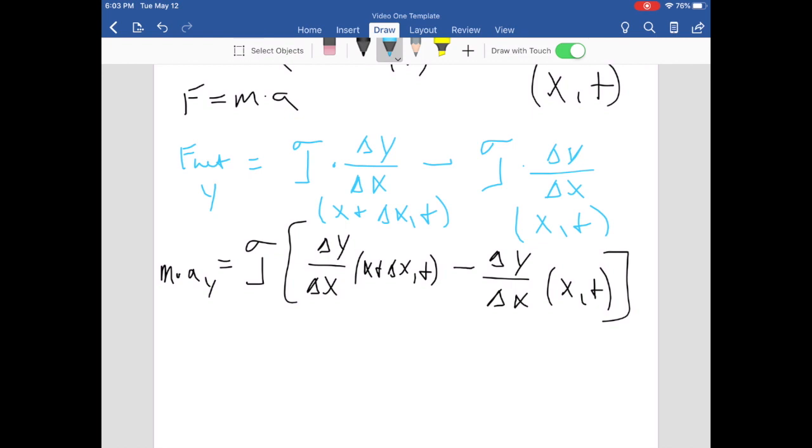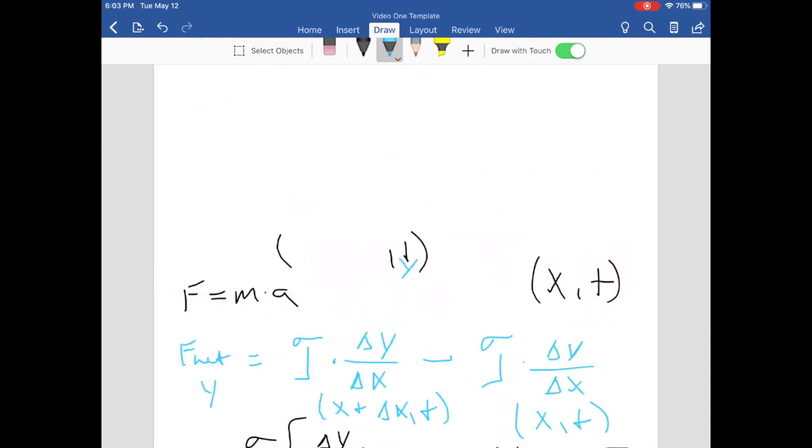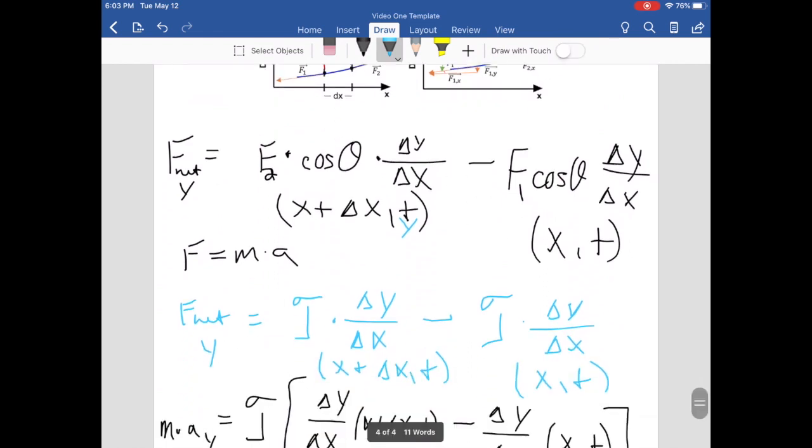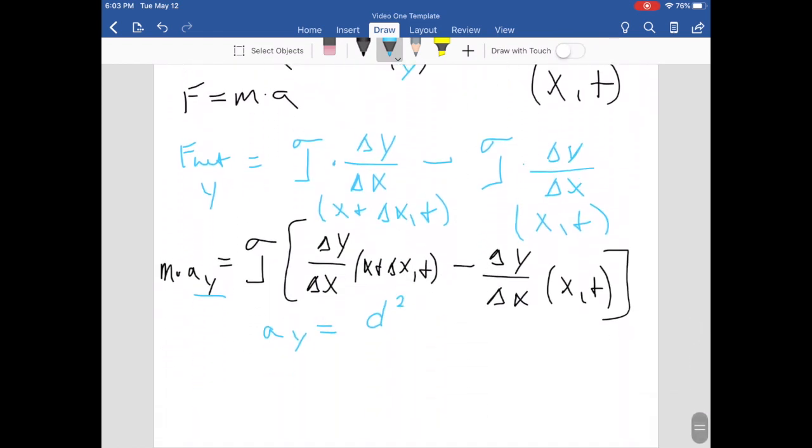One common one that we should recall is that acceleration, whether it be in the y, x, or any direction, is equal to the double derivative of displacement with respect to time, which in this case is d squared y over dt squared, where y is our displacement and dt is our change with respect to time.